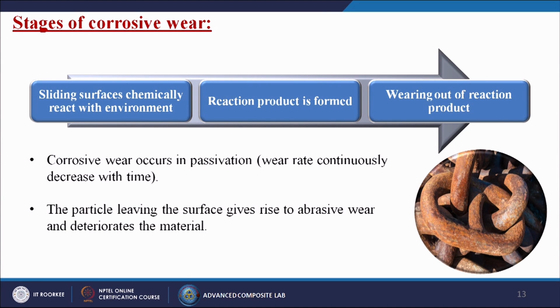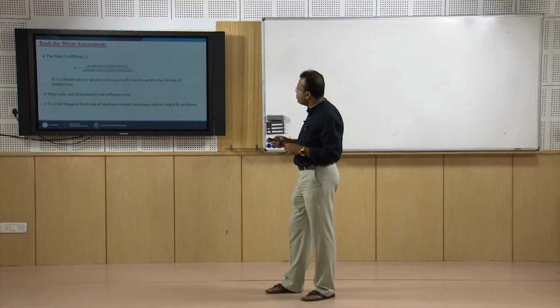From the right hand side, this is an example of a chain generally used for ships or boats. You can see that after keeping it for a long time in the water or in the environment, some rusting is taking place on it.